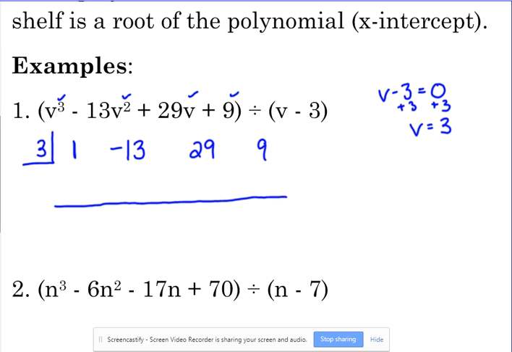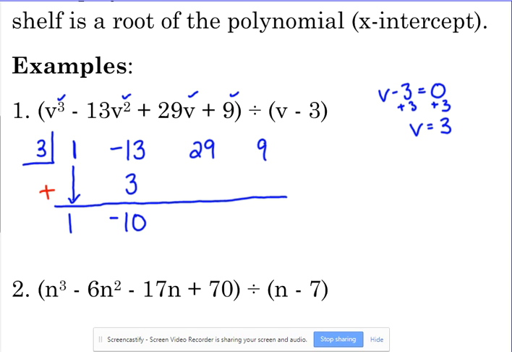Okay, so here's what happens next. That first coefficient, that 1, we're going to bring it directly below the line. We don't do anything to it, we just bring it down. Then we're going to multiply that by the number on the shelf. So 1 times 3 is 3. That goes in the next open spot there. Then we add. Negative 13 plus 3 is negative 10.